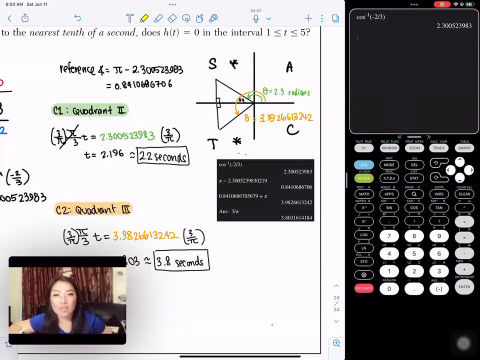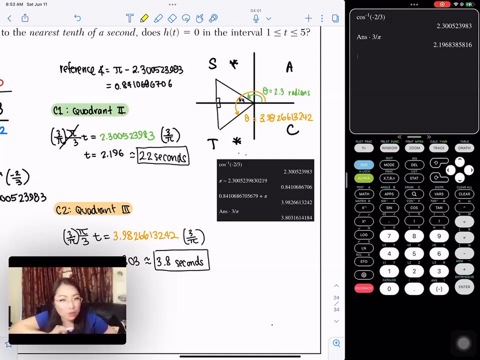So I know it's in quadrant 2, sorry. After that, I'm going to times it by 3 divided by pi, because they say that pi over 3t is equal to 2.3. So if you divide it, you get 2.19, which is 2.2 seconds. Great. That's an answer that happens in quadrant 2.